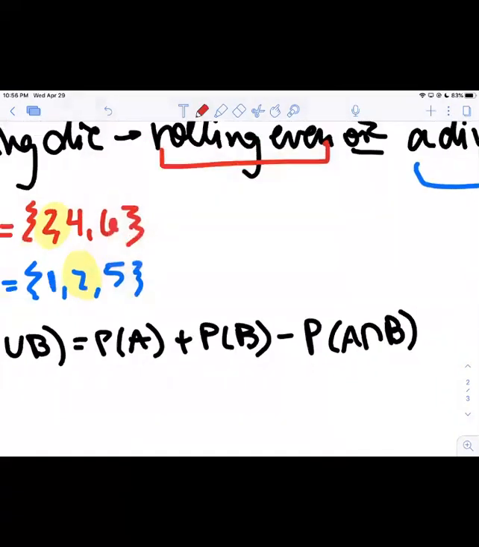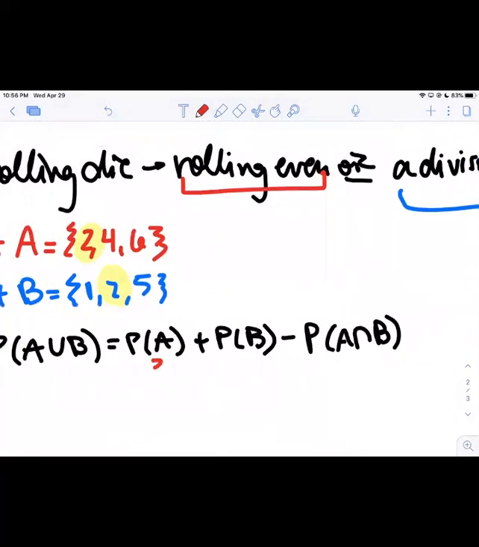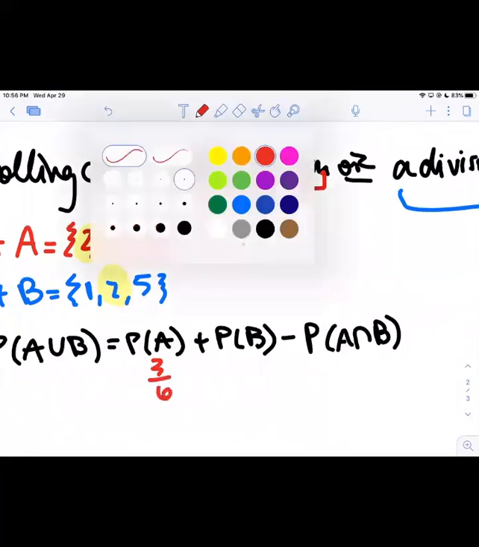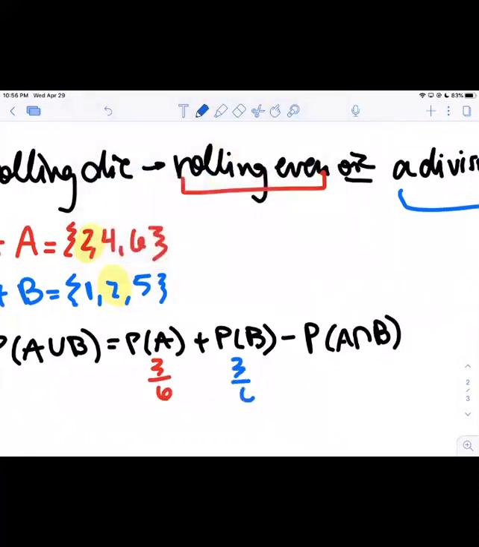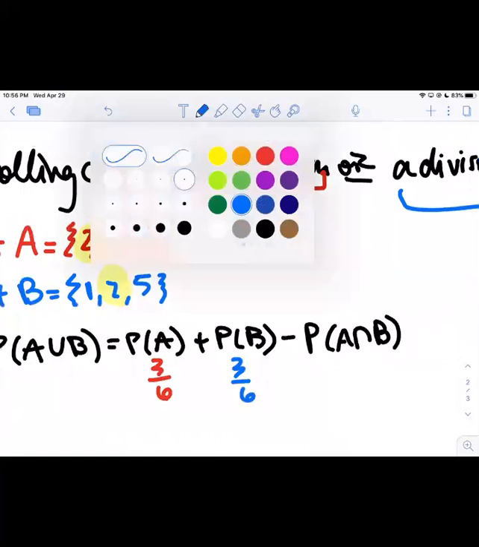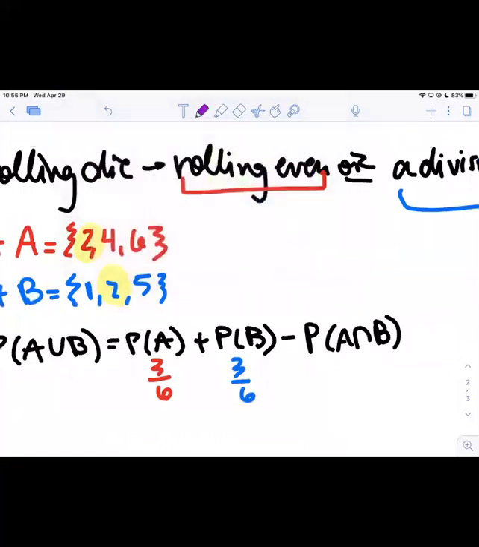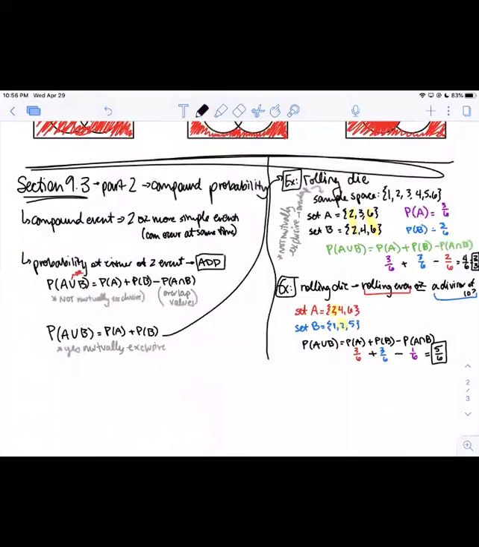Okay. Probability of rolling an even, 3 over 6. Probability of rolling a divisor, also 3 over 6. This time my overlap is just one number, so I just have 1 over 6. That's my overlap. So add minus, 6 minus 1 is 5 over 6. And then this one is also not mutually exclusive. I don't feel like writing all that down, so I'm just going to draw another arrow.